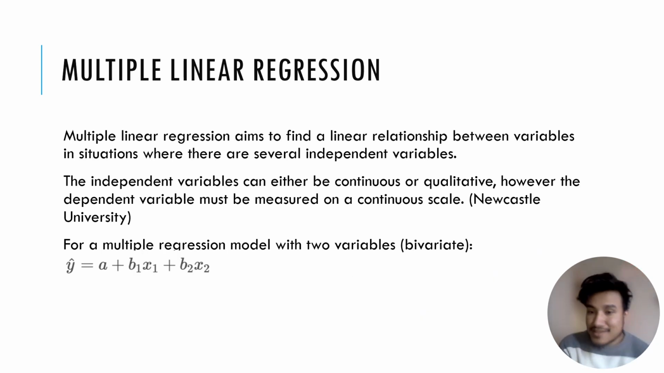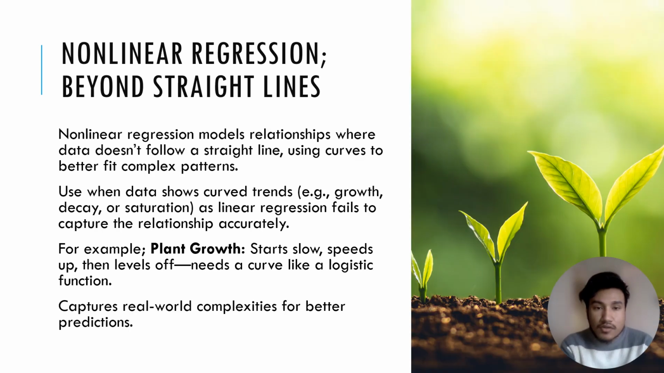Talking about the next type, multiple linear regression. Multiple linear regression aims to find a linear relationship between variables in situations where there are several independent variables. The independent variables can be either continuous or qualitative. However, the dependent variable must be measured on a continuous scale. For a multiple regression model with two variables, it will be y equals a plus b1x1 plus b2x2.